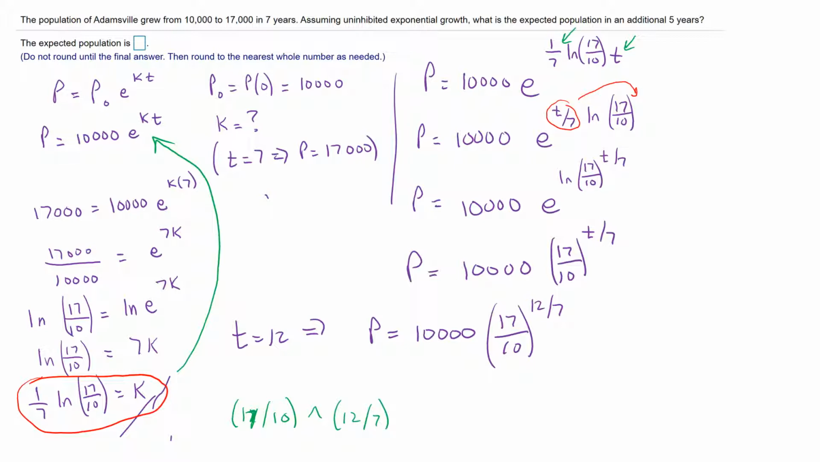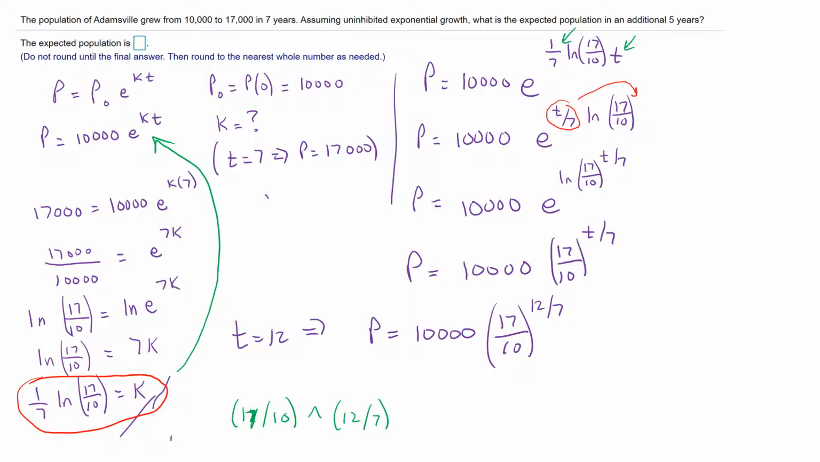On my calculator screen, this is what it looks like: 17 over 10, then the exponent button, and then the 12 over 7. For some people, simply entering this into the calculator can be potentially the hardest part of the problem. So we type in 17/10 in parentheses, raise that to the 12/7 power, and then hit enter. My calculator says 2.48 and a bunch more decimals. Now I'm going to multiply that by 10,000 and hit enter.